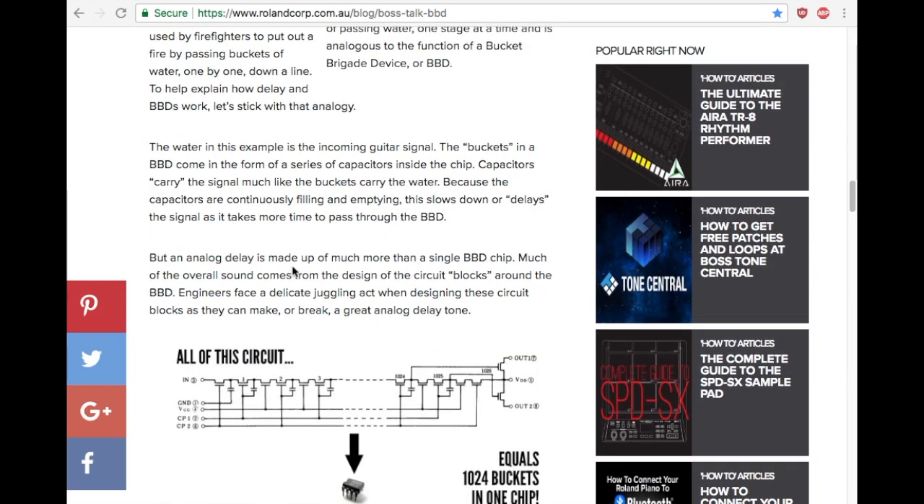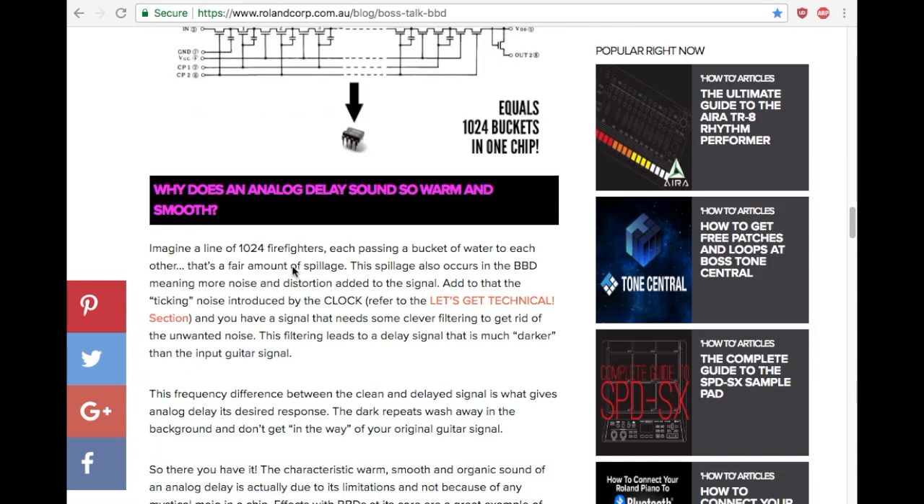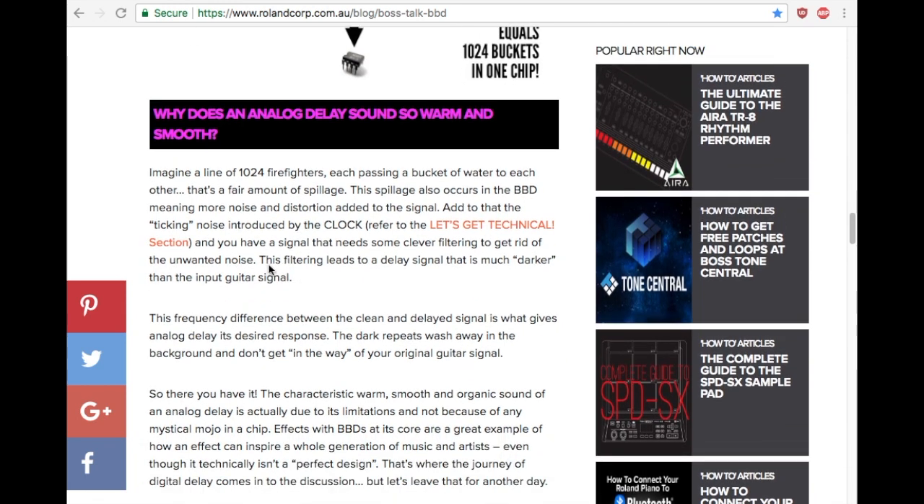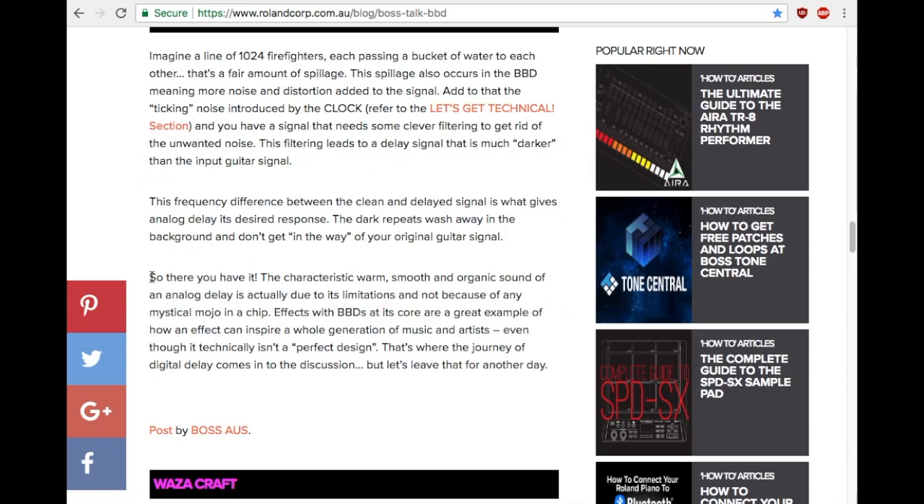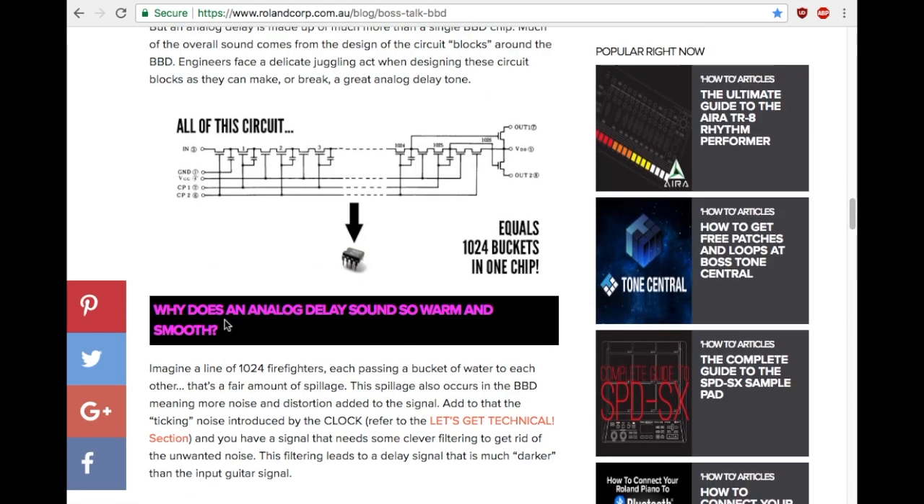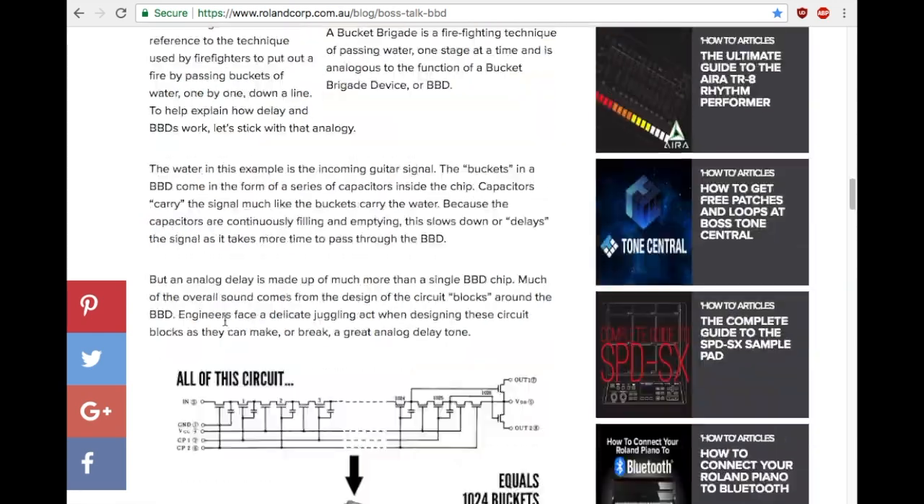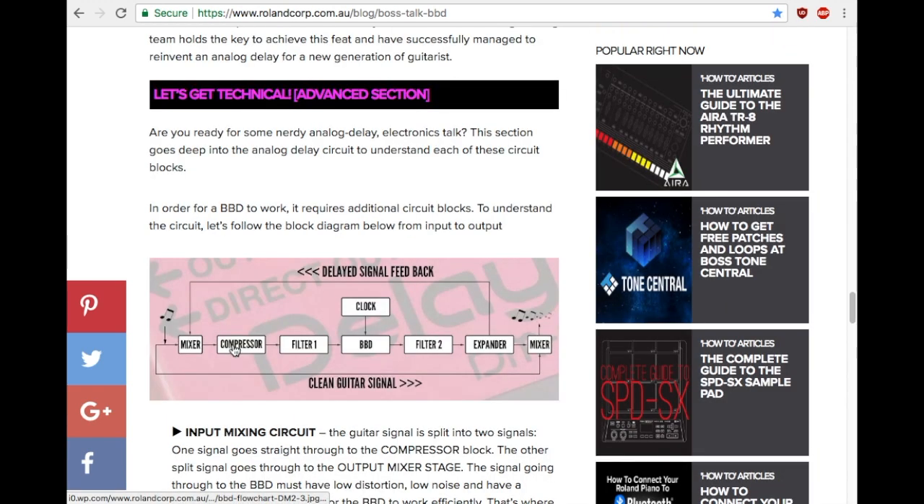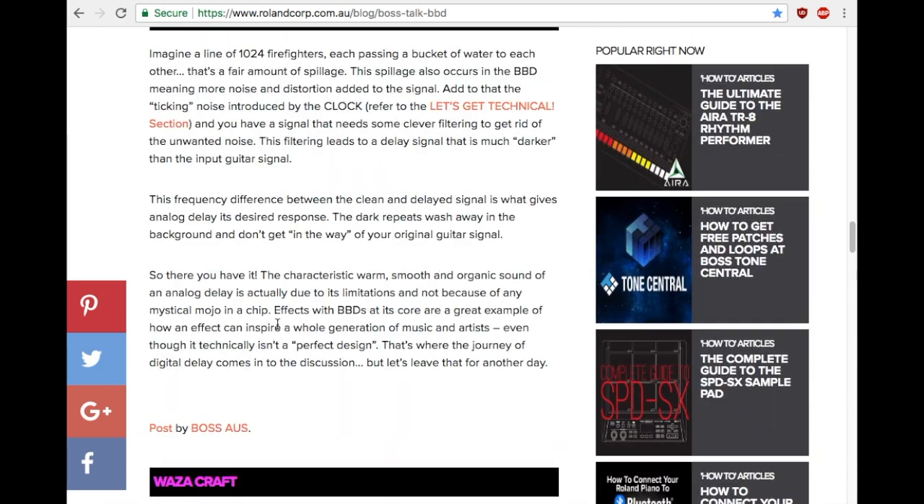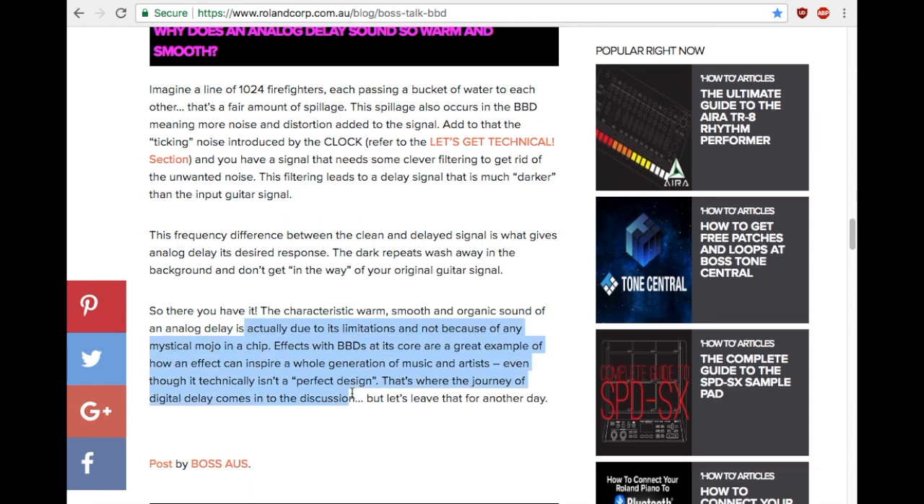the warm sound of analog is really due to a lot of the limitations and strangeness. Here we go, here's the money. The characteristic warm, smooth, and organic sound of an analog delay is actually due to its limitations and not because of any mystic mojo in a chip. Yeah, it's not the Bucket Brigade chip, I don't believe, that would really affect the character as much as your compressors, your filters, how these are tuned, how many stages they are, all that stuff, the other parts of the design. So that's what they're saying.